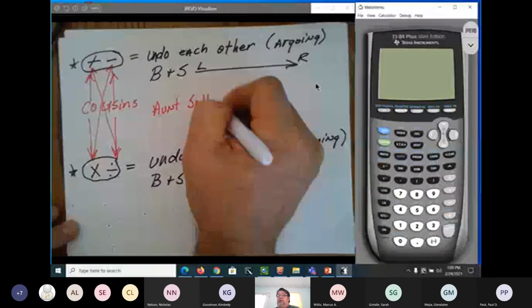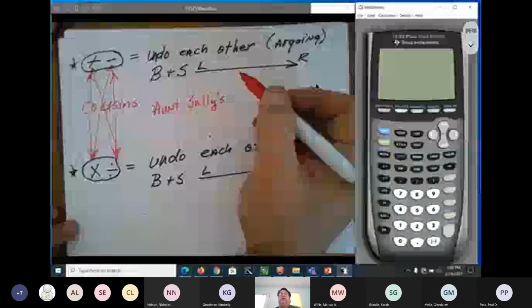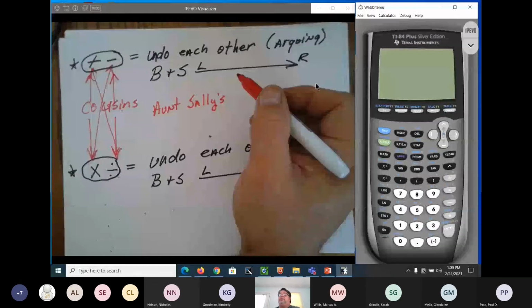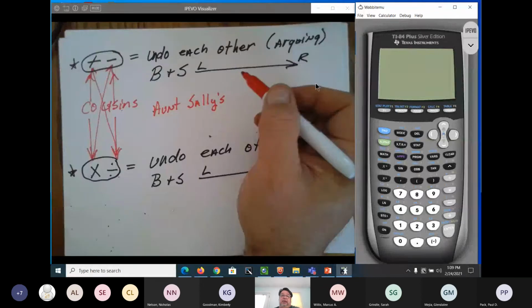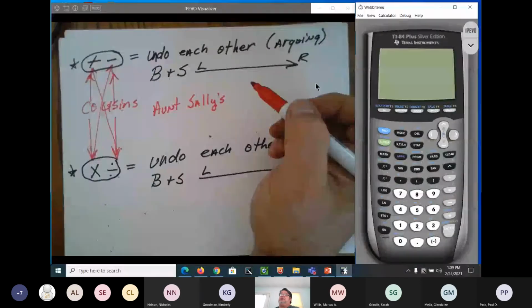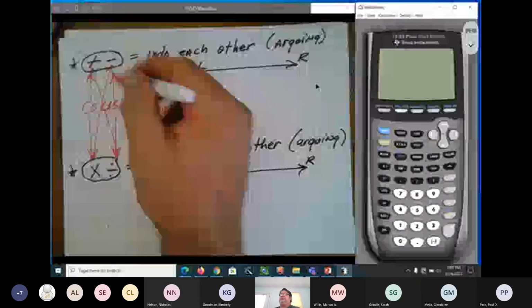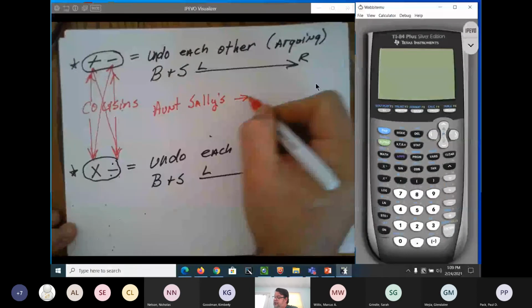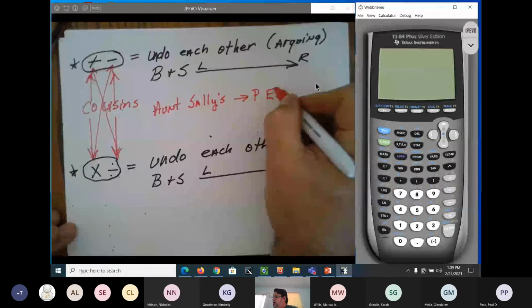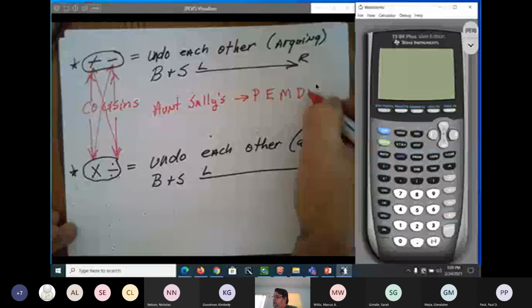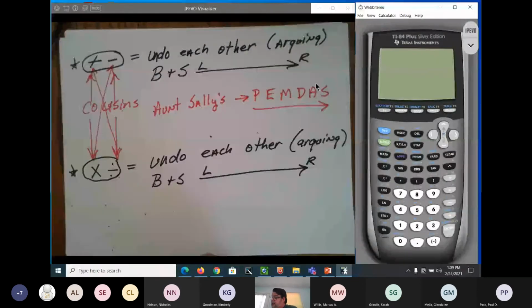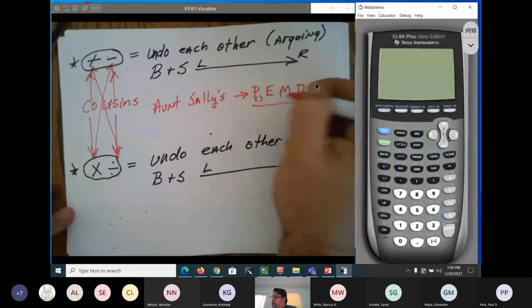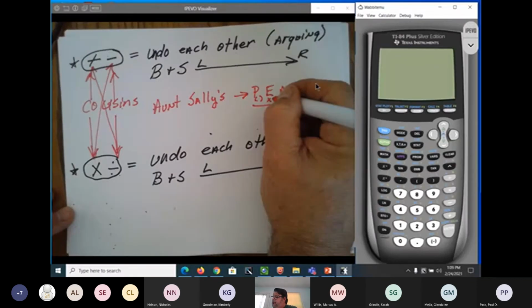Now, I guarantee you $1 to a donut, y'all have never heard of brother and sister and cousins. The reason you've never heard of it is because that's my thing. That's a Hubertism. And unless you've had one of my students or one of my colleagues has stolen it from me, I'm the only one that does this. All right. So Aunt Sally's means what? Please excuse my dear Aunt Sally. Parentheses. Exponents. Multiplication, division, addition, and subtraction.